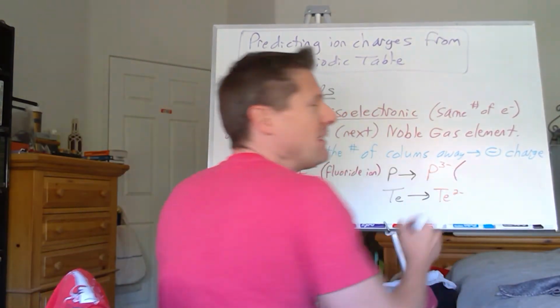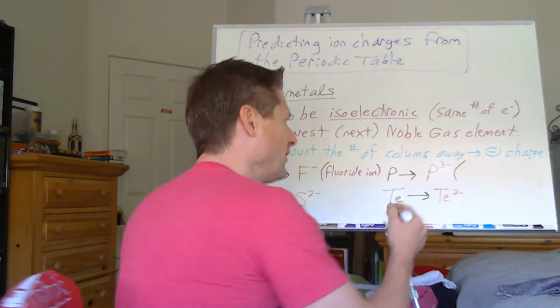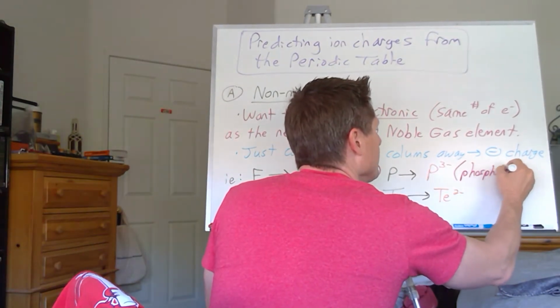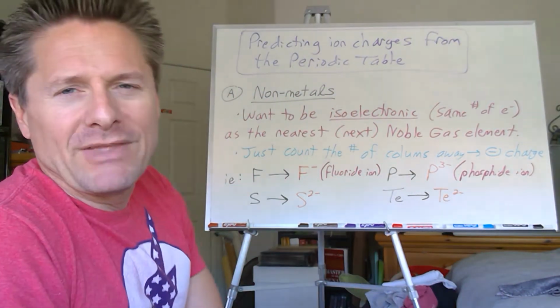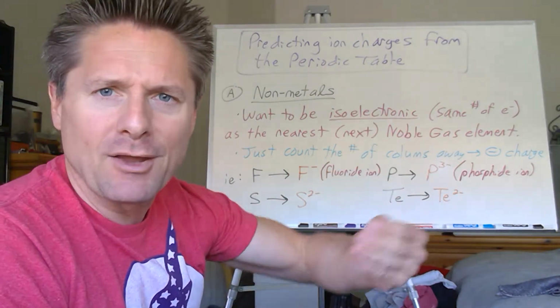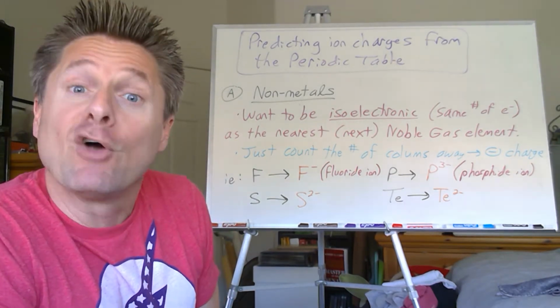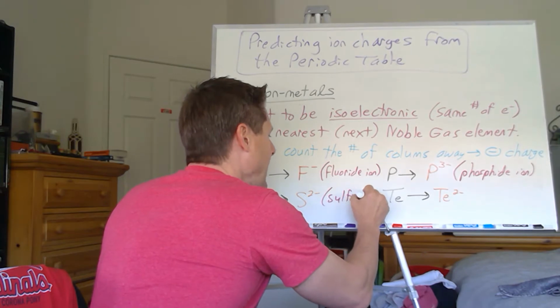Phosphorus, you'd think it'd be phosphoride, but it's one of those exceptions like sulfur as well. So it's the phosphide ion. And some people don't put the ion, they just say phosphide. But if it's an ion by itself, I like to put ion on the end of the name. Sulfur, right? Instead of sulfuride, we go sulfide. So that's the sulfide ion.